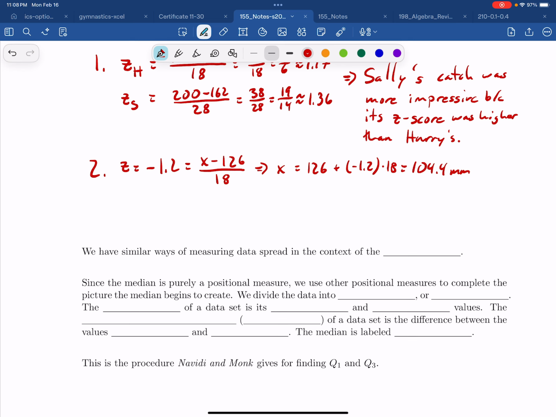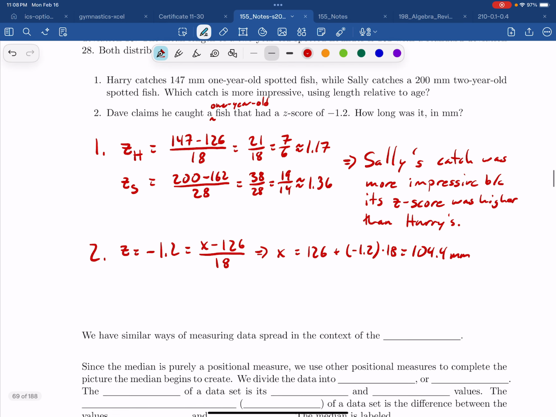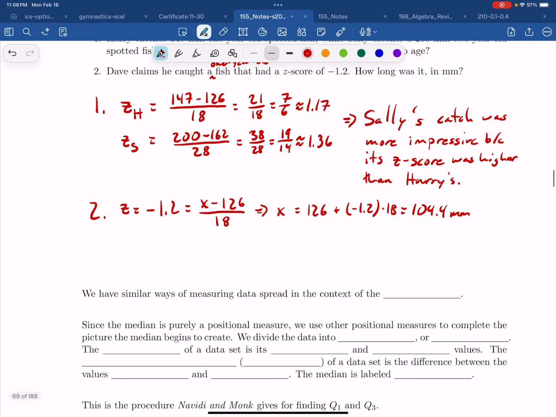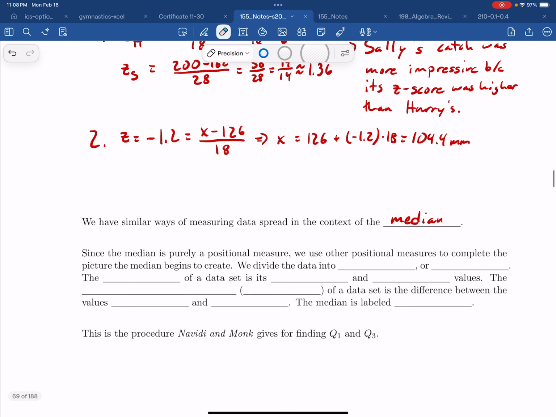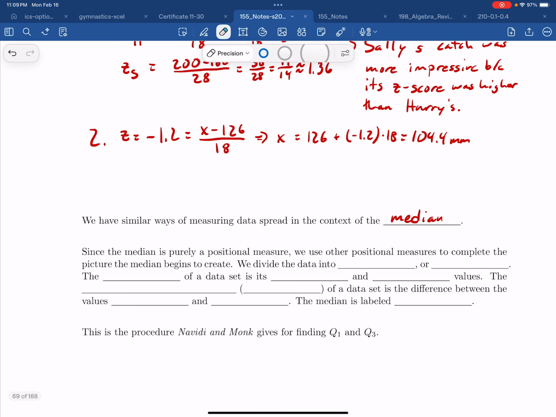So anyway, this is how you measure not just the spread, but the position of data with regard to the mean. We also have ways of measuring position regarding the median, right? Now remember, the median is a purely positional measure, so we use other positional measures. We divide our data into, I guess I would say, quarters, or quartiles is really the term that is used here.